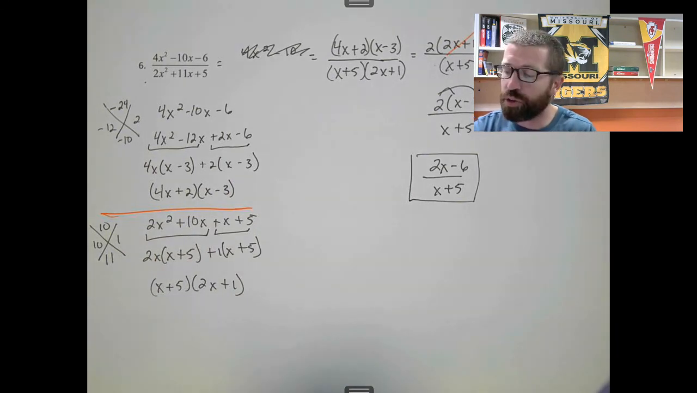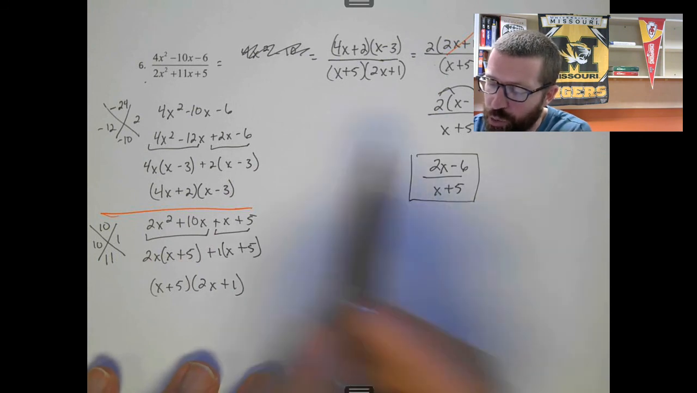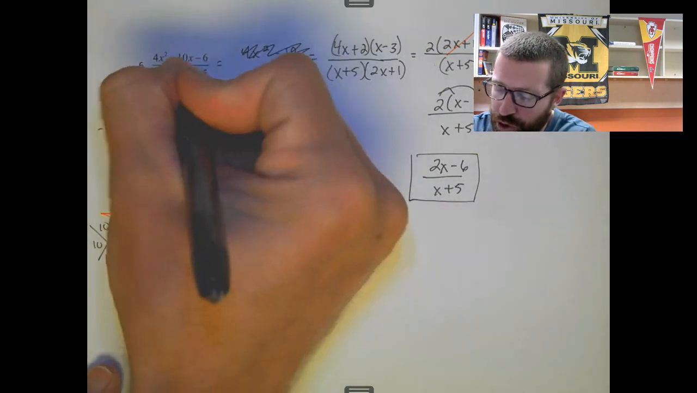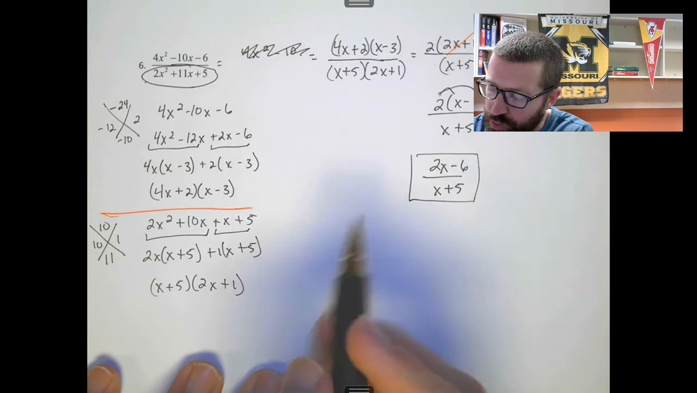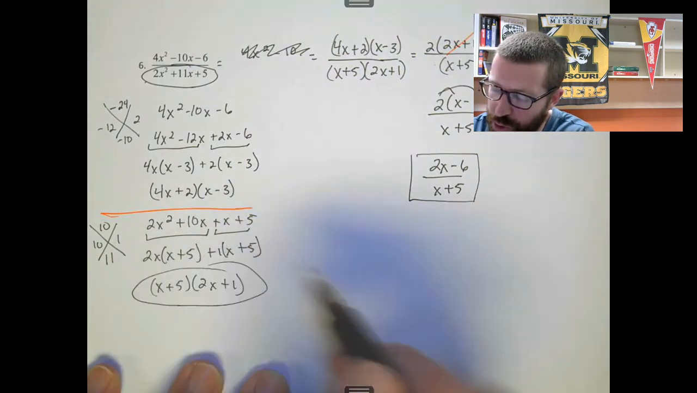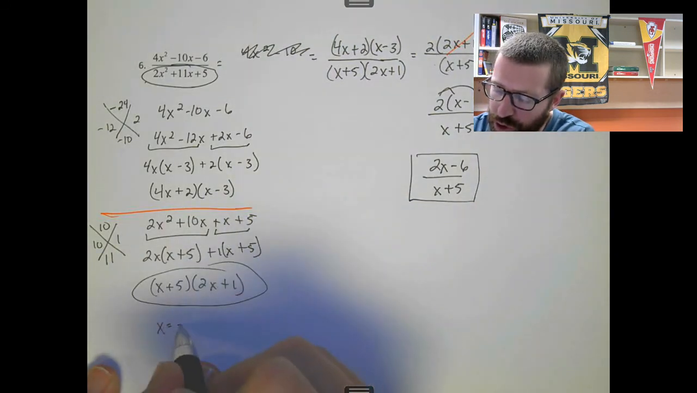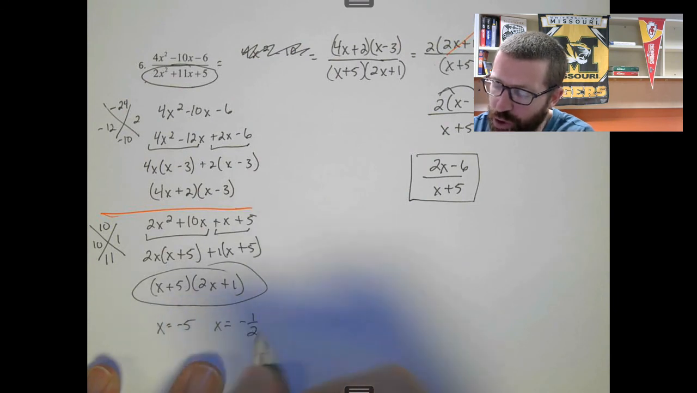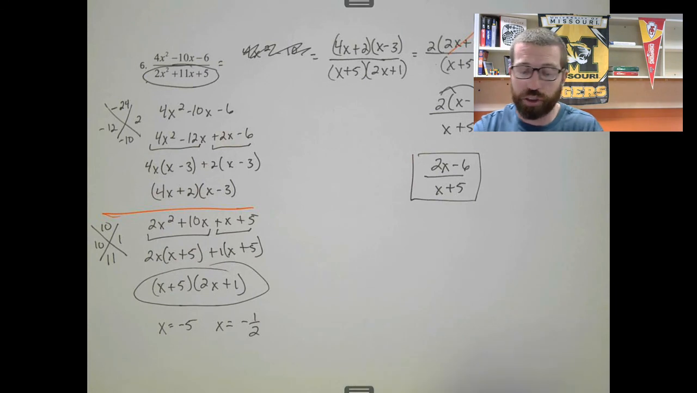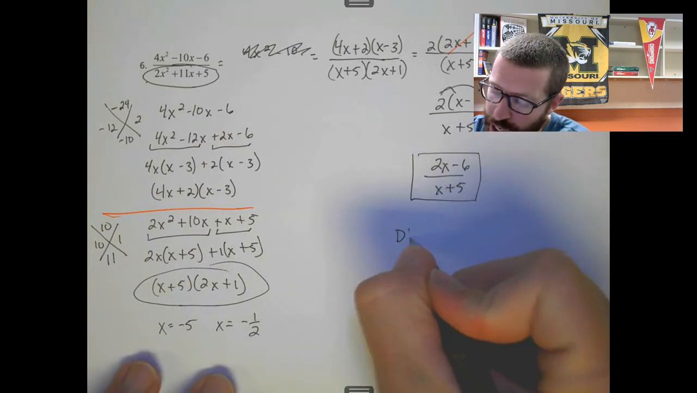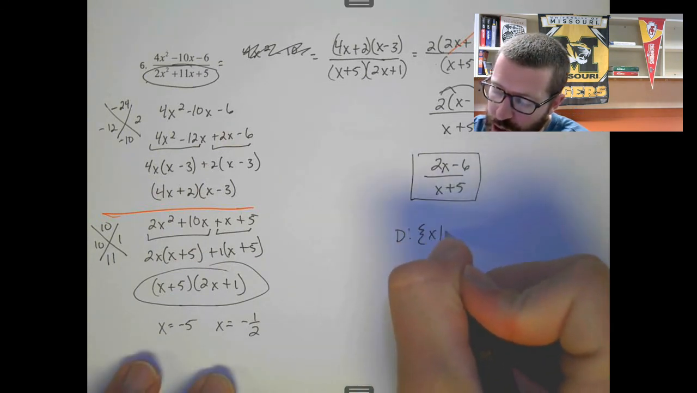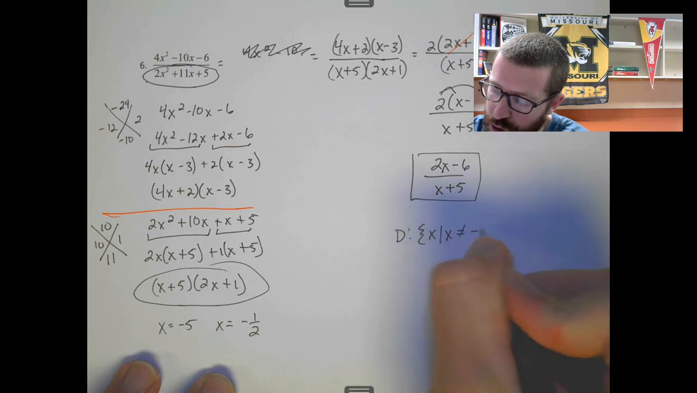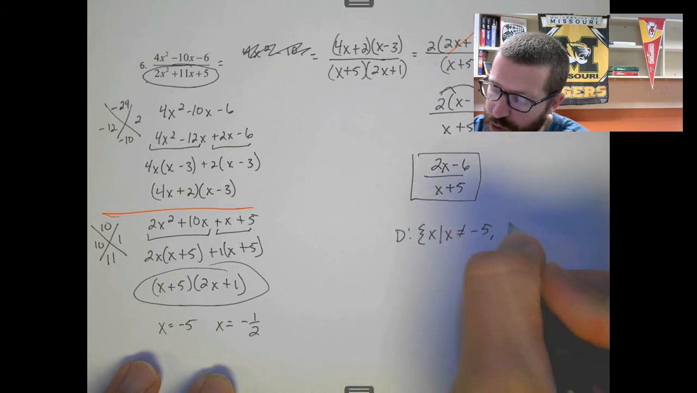The other thing you can do with these is talk about domain. You might say, for this function, where does the bottom equal 0? The bottom equals 0 when this is equal to 0. So x is -5 and x is -1/2. Those cannot be included in the function. And so that would be the domain if you were asked for it. x can't be -5 and x cannot be -1/2.